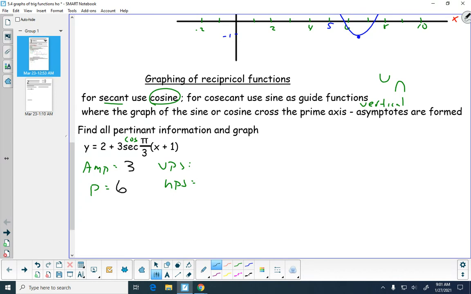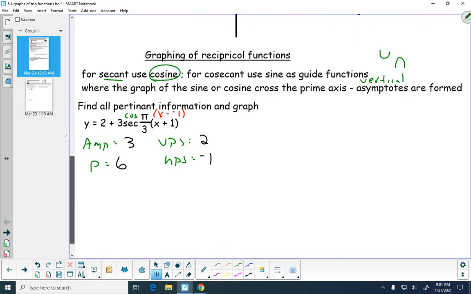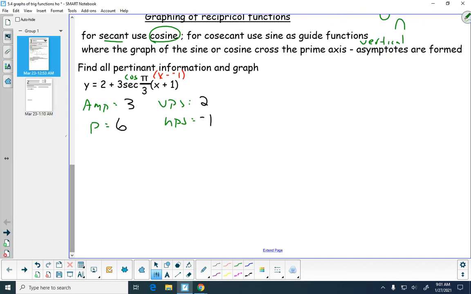Vertical, horizontal phase shift. What do we have with the vertical and horizontal phase shift? Riley, what's being subtracted from x? -1. So we have an x minus a -1. We got a little ching boom here. We have x minus a -1 to give us x plus 1. So let's get a graph down of our cosine.